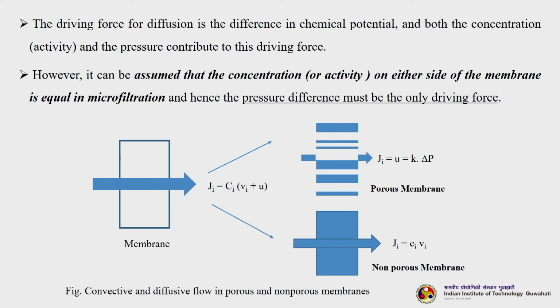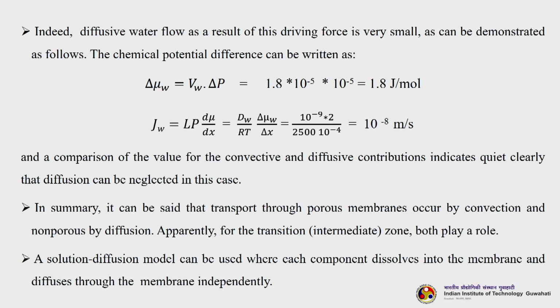You can see this particular scheme where membrane transport is shown in two different types of membrane: one is porous membrane and the other is non-porous membrane. So, both convective and diffusive flow is happening. The diffusive water flow as a result of this driving force is very small and can be demonstrated as follows.